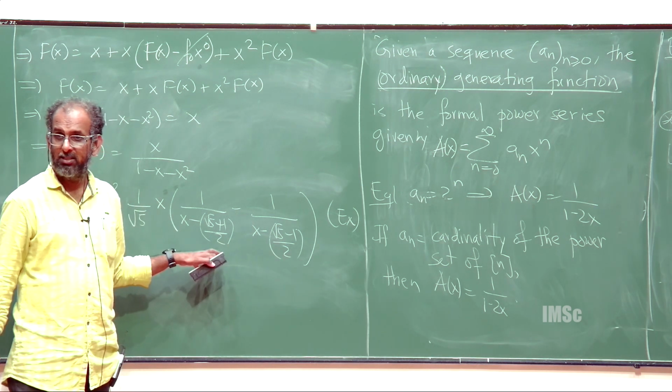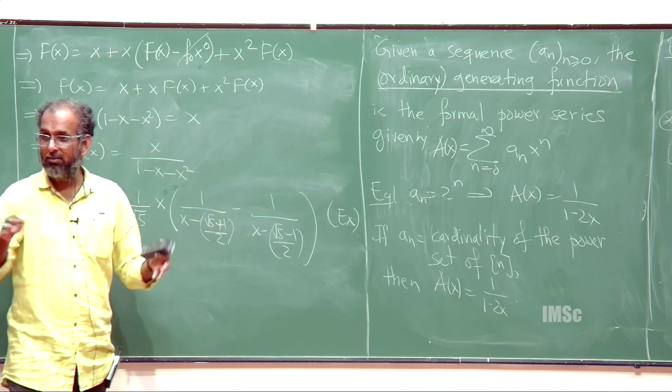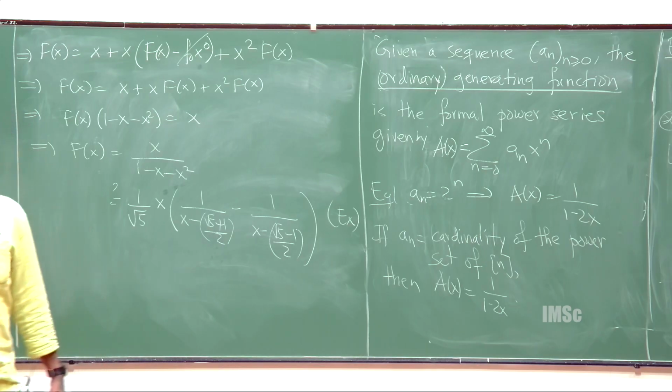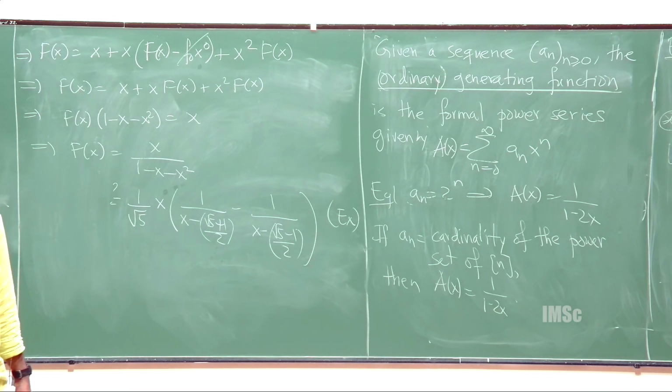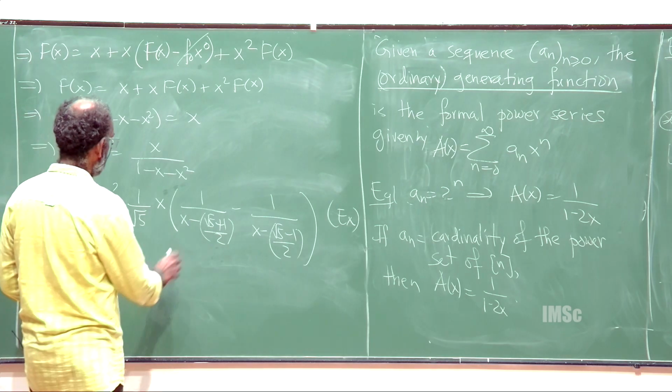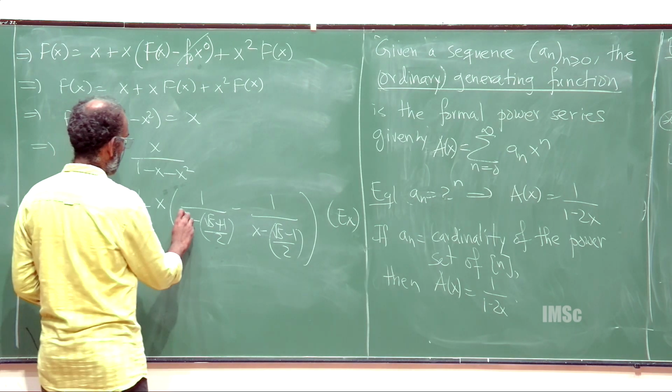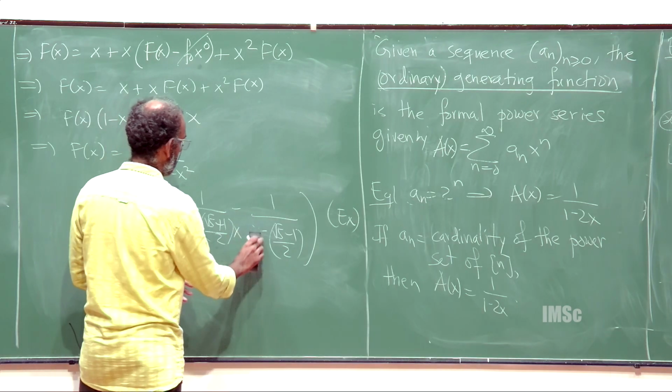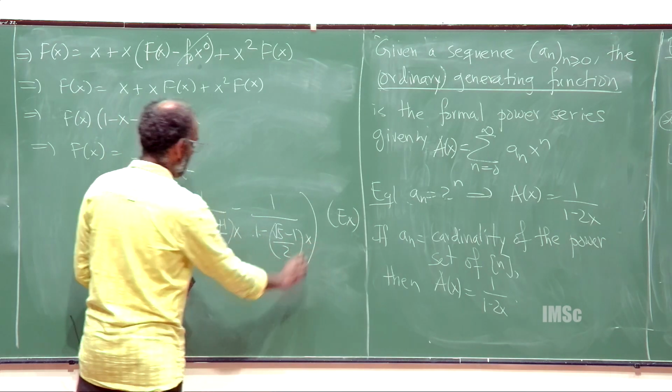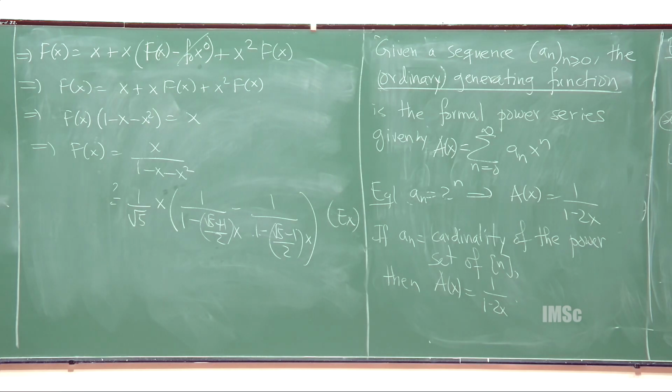Yeah, this is a geometric series, right? This is 1 by x minus something. So it's 1 plus x plus whatever. No, I think I've made a mistake here. I think it's 1 plus x. Sorry, I'm just trying to recall what the formula is.